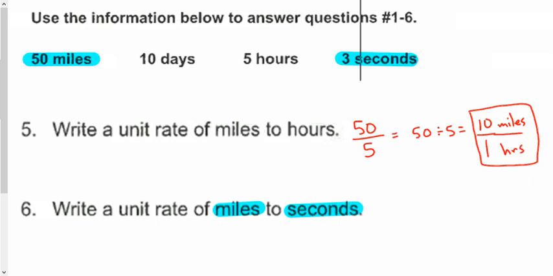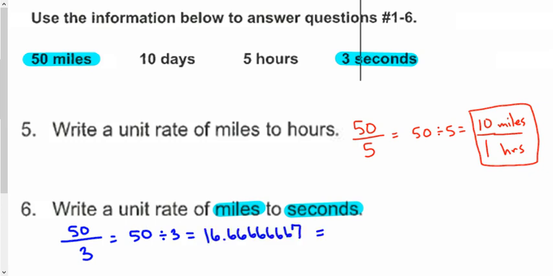Number 6, it's miles to seconds, so it'd be 50 miles over 3. So we're going to stick into the calculator 50 divided by 3, and we get a really long decimal there. And remember, unless I tell you otherwise, we need to round it, and for right now, we're just going to say to the nearest hundredth, so that'd be 16.67. But stick a 1 under it and label.